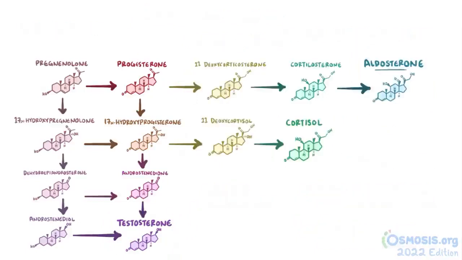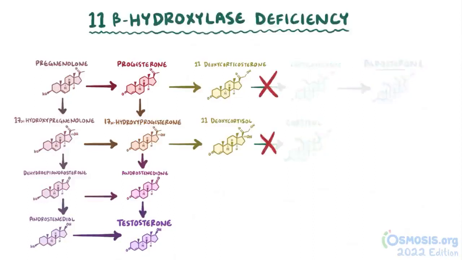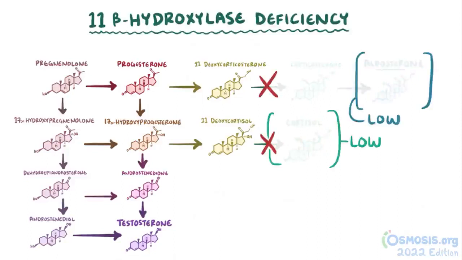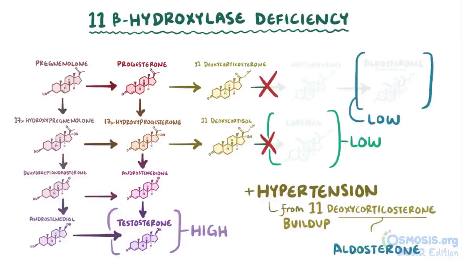The second most common enzyme deficiency in congenital adrenal hyperplasia is 11-beta-hydroxylase deficiency. Similarly to 21-hydroxylase deficiency, this condition results in decreased cortisol and aldosterone, as well as increased androgen production. 11-beta-hydroxylase deficiency, though, is distinguished from 21-hydroxylase deficiency by the presence of hypertension, which is caused by the buildup of 11-deoxycorticosterone. Since 11-deoxycorticosterone is an earlier version of aldosterone, it acts like a weaker version of it. And the large buildup of 11-deoxycorticosterone explains why there's hypertension despite the low levels of aldosterone.